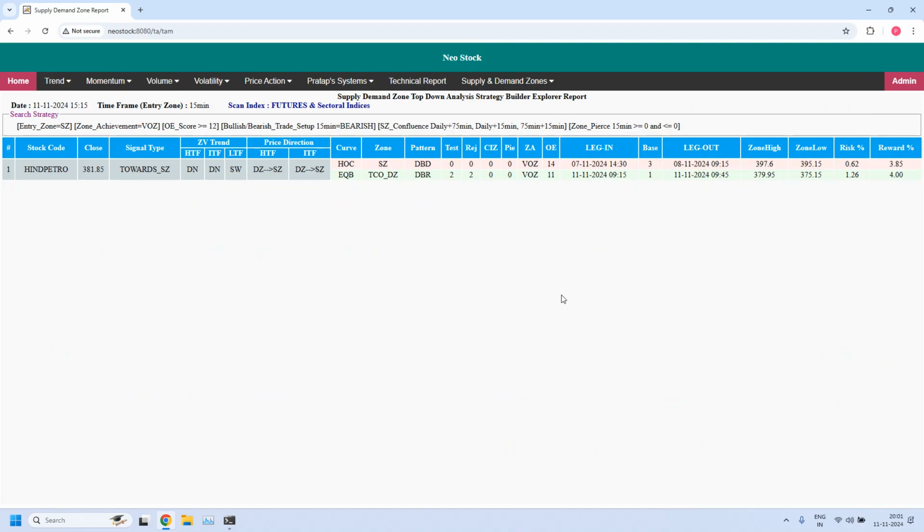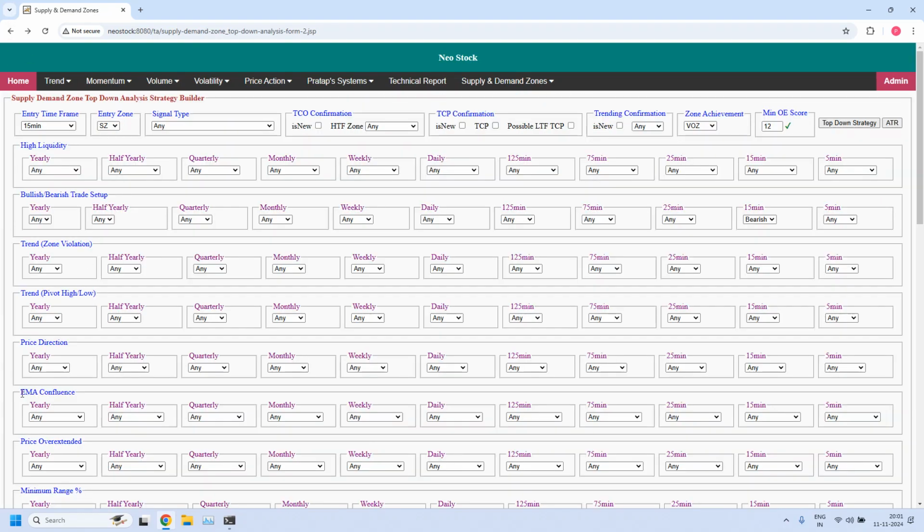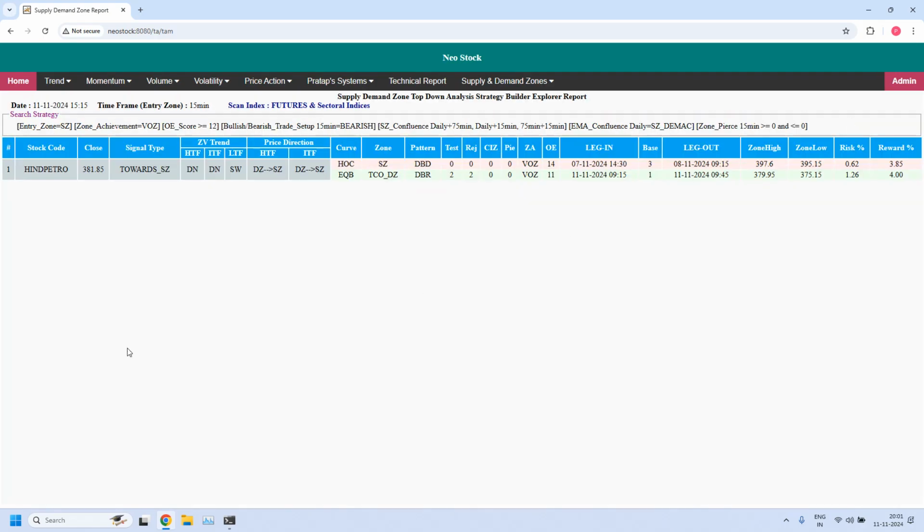In this stock, the 15 minutes entry supply zone is part of the 75 minute supply zone. Both together again are part of the daily supply zone. If the daily trend is down, and if this daily supply zone is having daily EMA confluence, it could be an even more high probability setup. Let's verify. In the EMA confluence at daily time frame, daily supply zone with daily EMA confluence. Oh, this is filtered. Excellent.